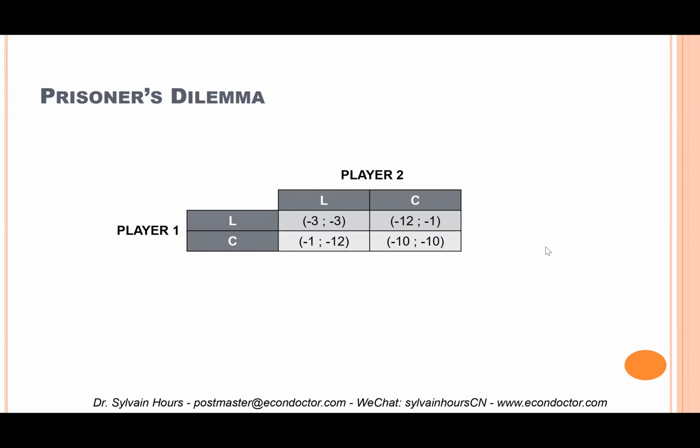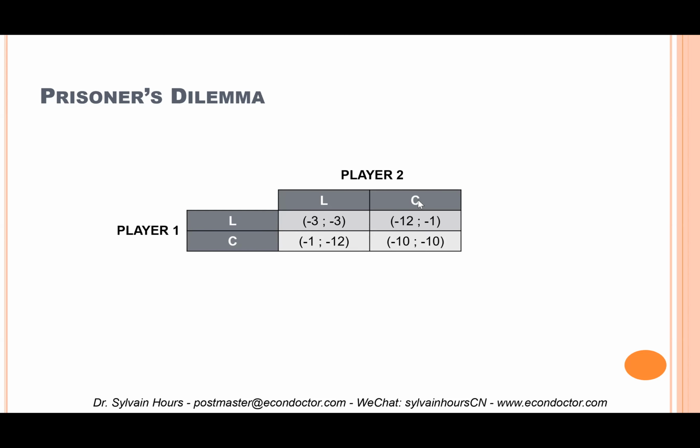However, and this is where it gets interesting, when we look at the prisoner's dilemma, in this game, there is a dominant strategy for each player. How do I know? I can just look at one strategy for player one. Let's say that I look at the strategy confess, and I see that if player two chooses to lie, then confess is better than lie. Because if I confess, I only go to jail for 1 year. If I lie, I go to jail for 3 years.